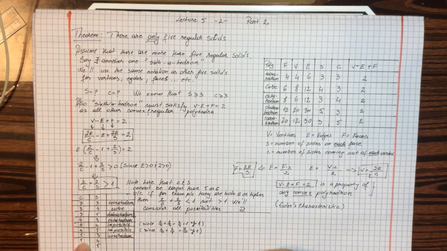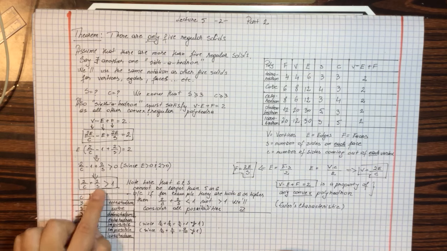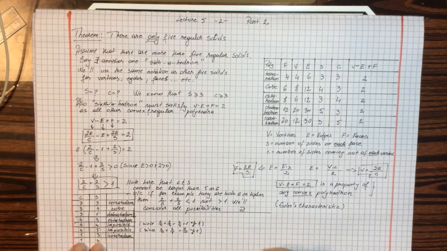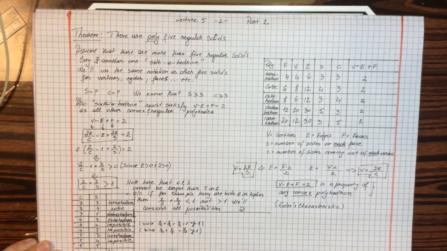So what about 5 and 4? If I plug in 5 and 4 here, it is the same as this impossible situation. So whether you have 5 or 4 here, it doesn't really matter. 5 and 4 would be another impossible combo. That is also impossible. And 5 and 5, also impossible.